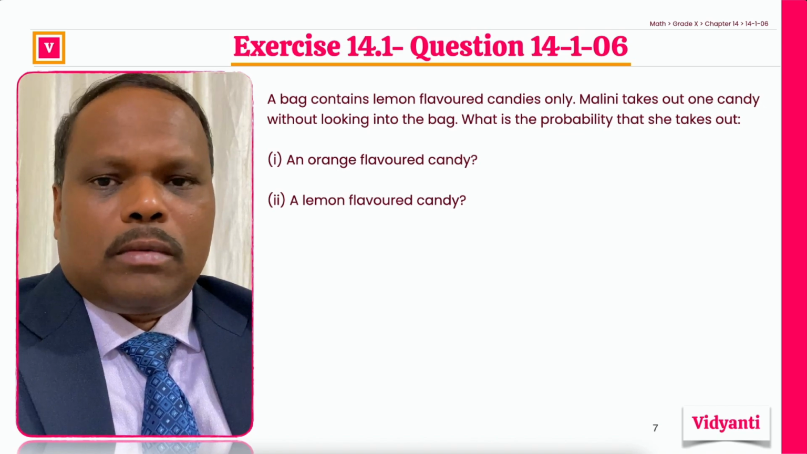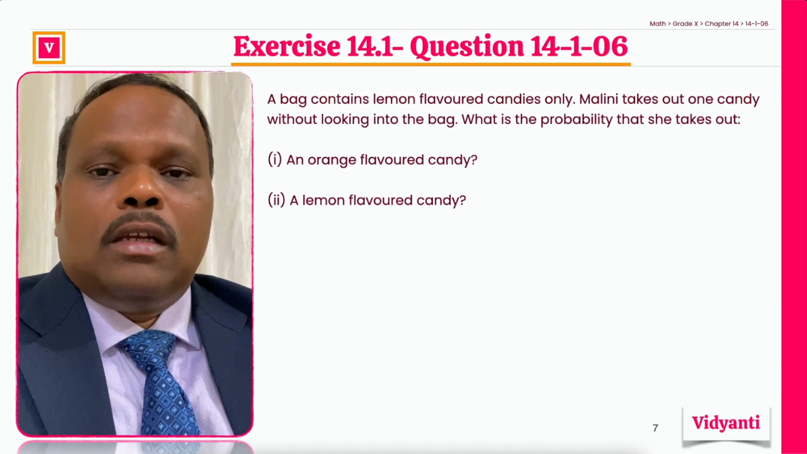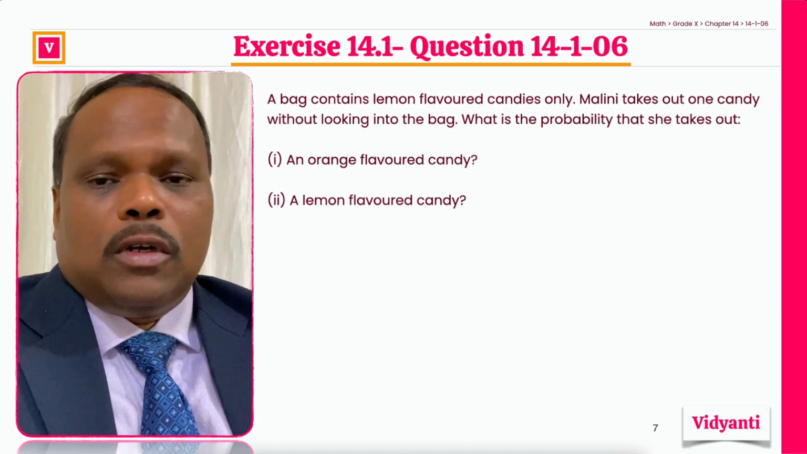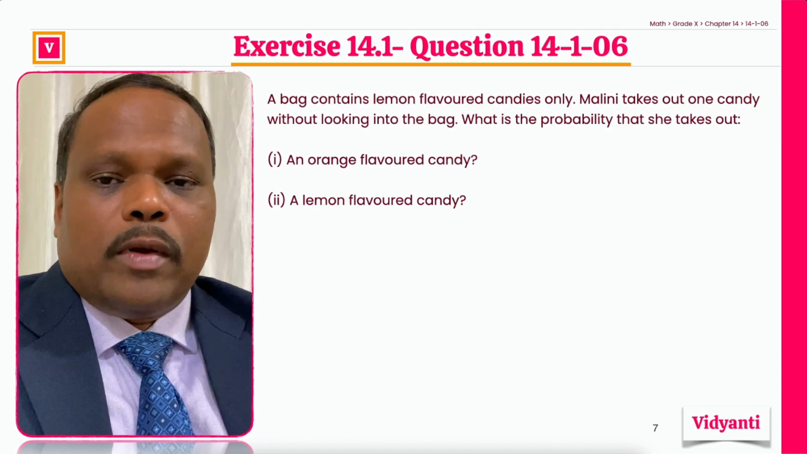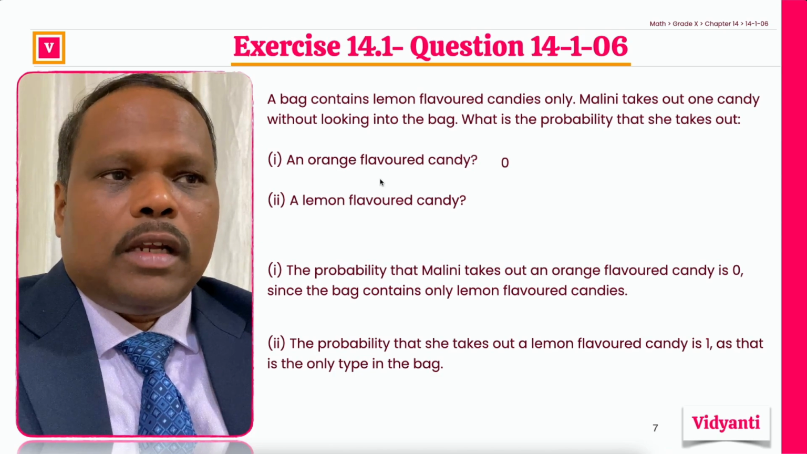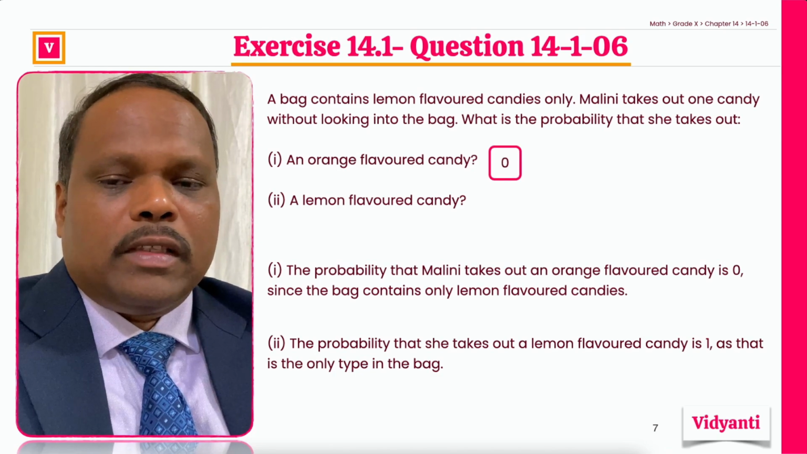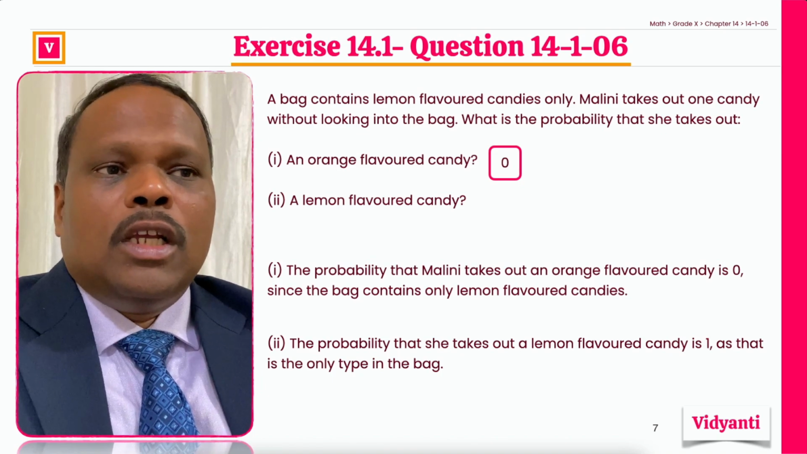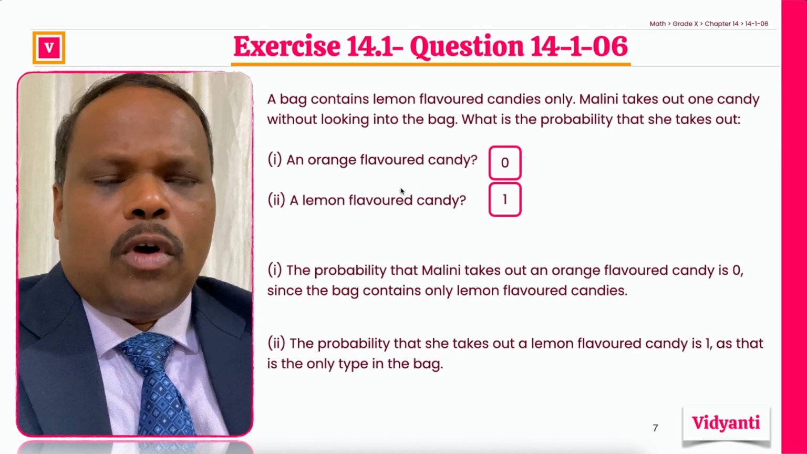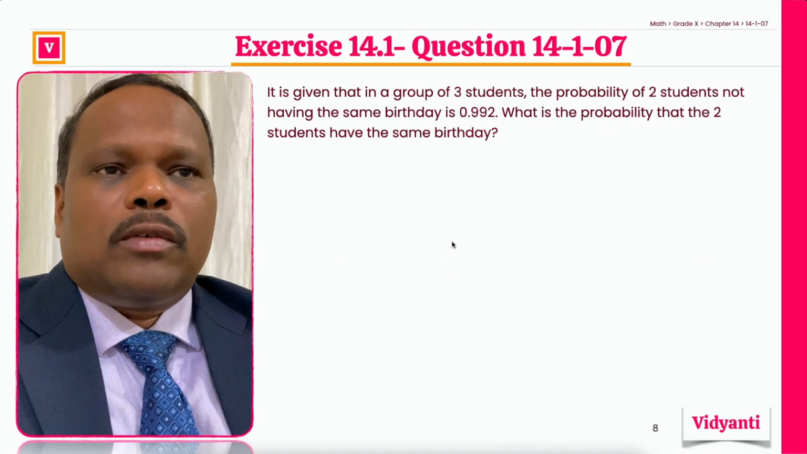Whatever she does, or however many candies she takes out from the bag, it is sure that the candy will be lemon flavored only, simply because the bag has lemon flavor candy. So orange flavor candy is an impossible event, so that will be 0, and lemon flavor candy will be a sure event because everything there is lemon flavored only. So that will be a certain event, so that will be 1. If you want, this can be 0% and 100%. Let's go to the next question.